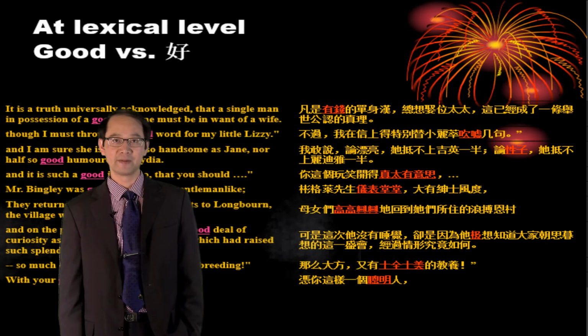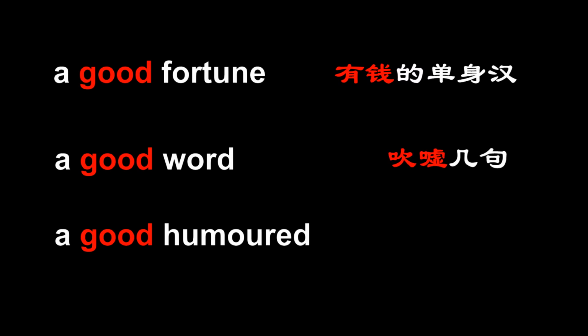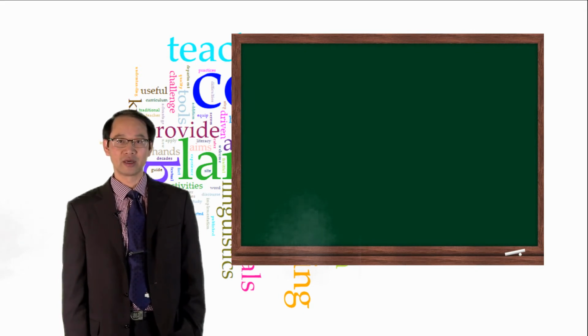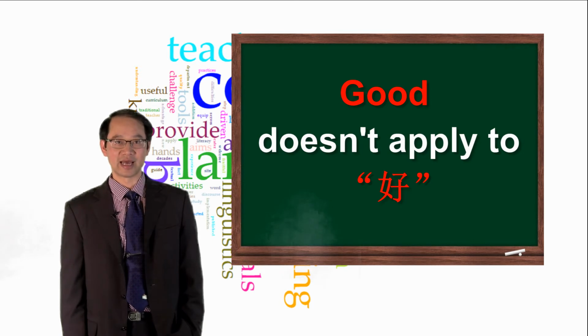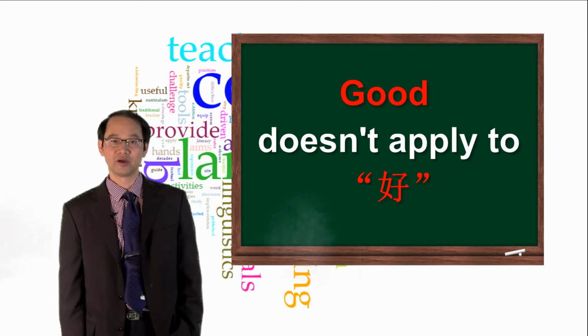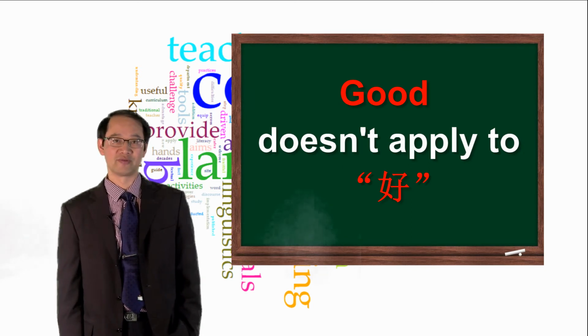If you look on the left-hand side, you see all the examples of good. For example, a good fortune, a good word, a good-humored, etc. However, if you look at the Chinese translations on the right-hand side, you will notice that good is rarely translated into hao in Chinese. For example, a good fortune in Chinese is 有钱的单身汉. A good word is translated into 吹嘘几句. A good-humored is translated into 性子很好. So by looking at the parallel concordancing output, you will immediately realize that the so-called translation equivalent does not apply quite often. Quite often the word is not translated into that translation equivalent.